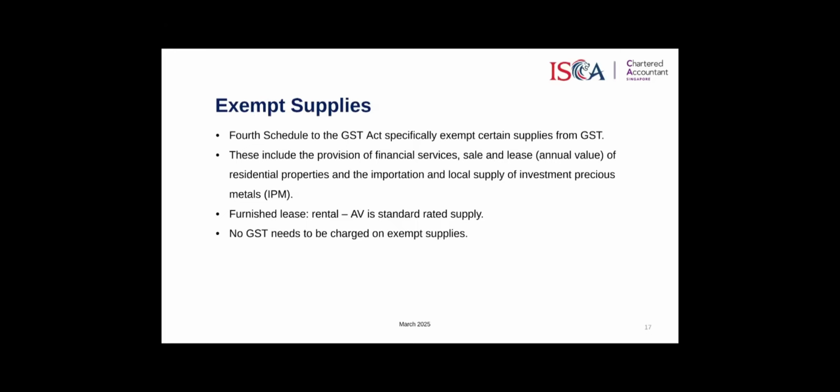Exempt supplies. These can be found in the 4th schedule to the GST Act, which specifically contains a list of supplies that are exempt from GST purposes. Some of the examples include provision of select financial services, sale and lease of residential properties, importation and local supply of investment precious metals. For furnished lease rental, the annual value is used to compute the standard rated supply for non-residential properties. In terms of exempt supplies, GST will not need to be charged by the supplier at all.